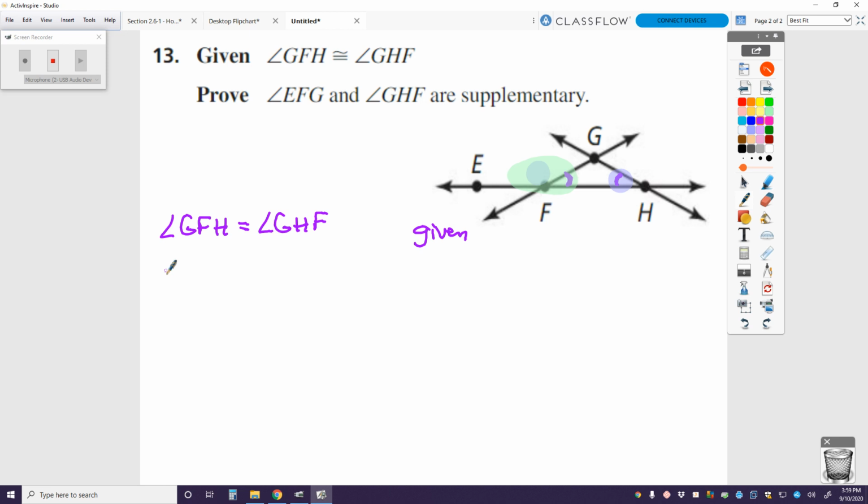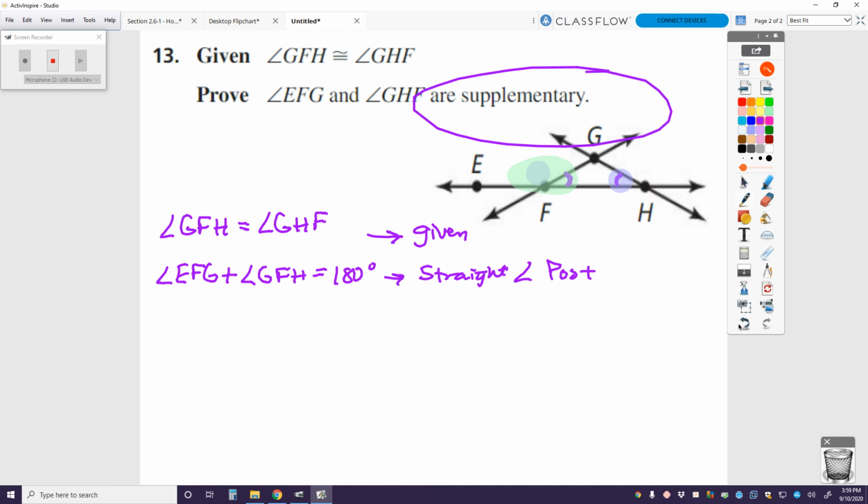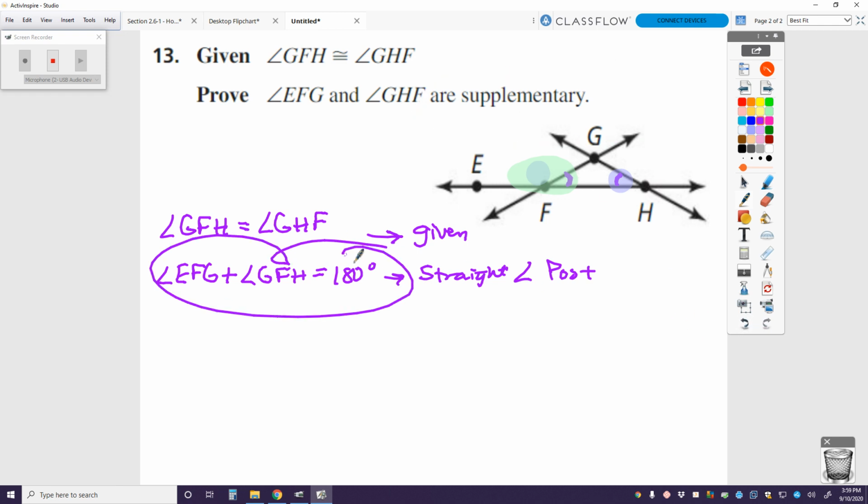And so we can go ahead and state that angle EFG plus angle GFH equal 180 degrees. I'll draw my arrows in here. You don't have to draw the arrows, but I like to draw them just to have them in there. Straight angle postulate. Now, keep in mind, we're trying to show some angles are supplementary. We now have introduced this idea that there are angles that add up to be 180. I feel like we're on the right path here, right?